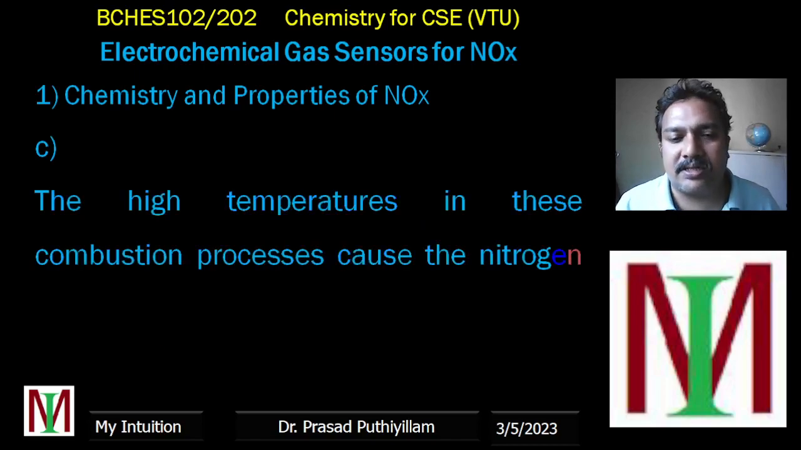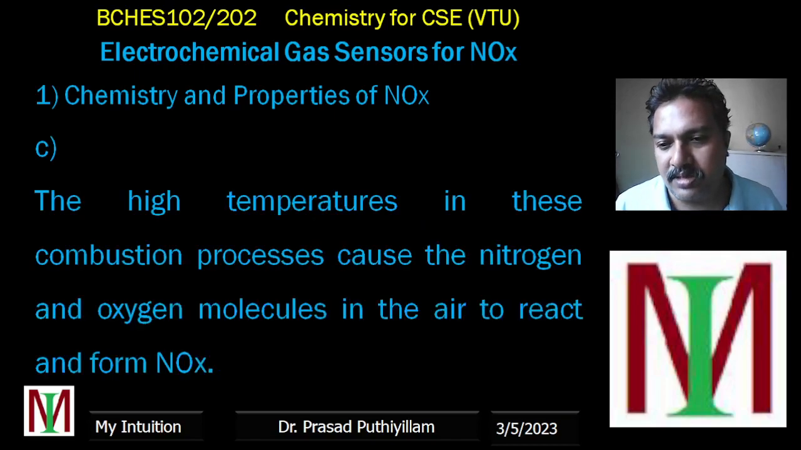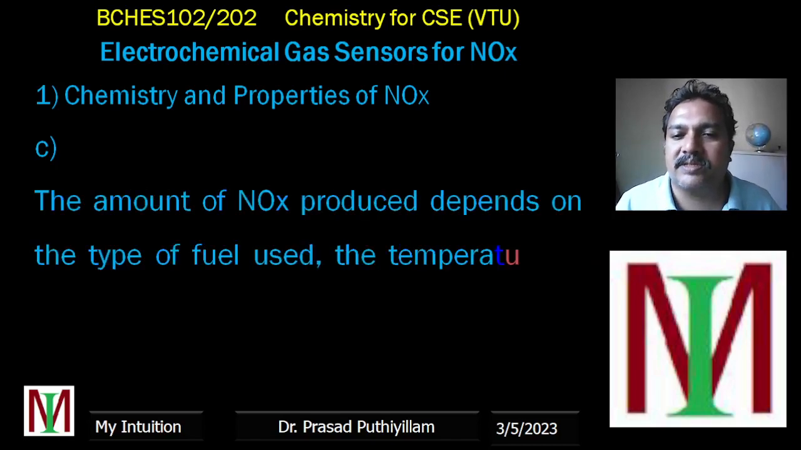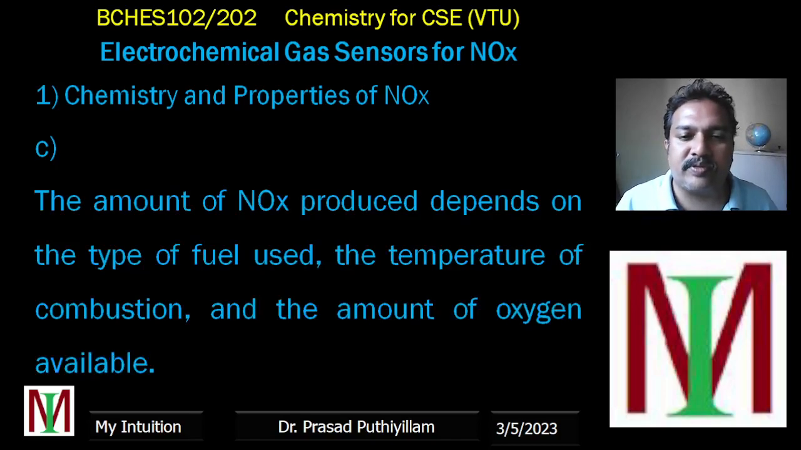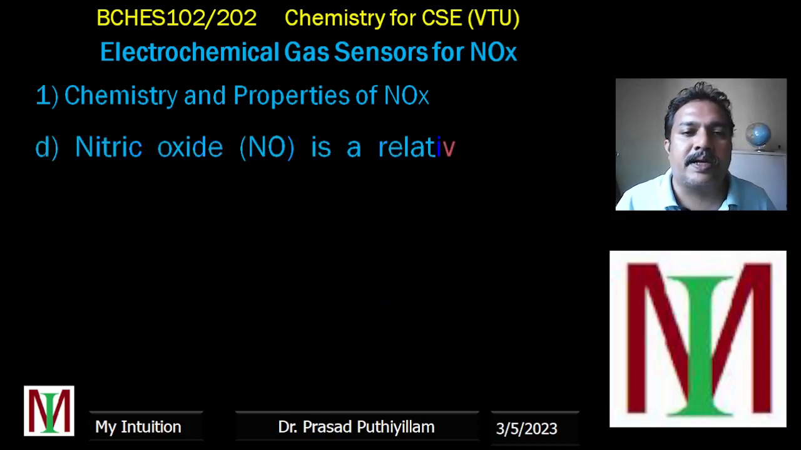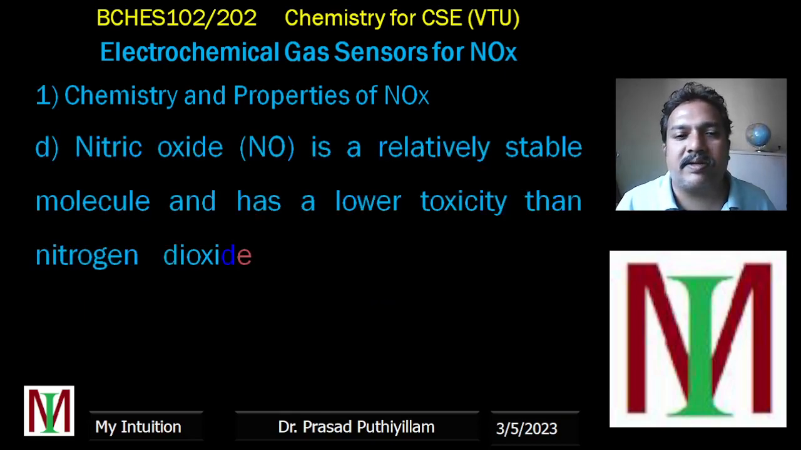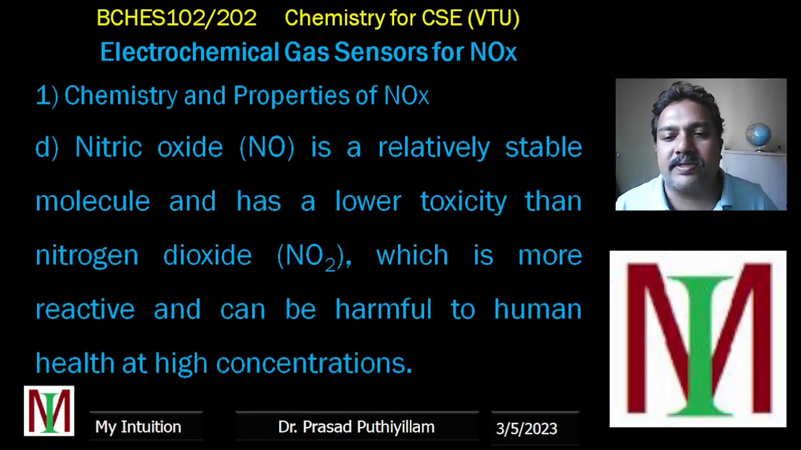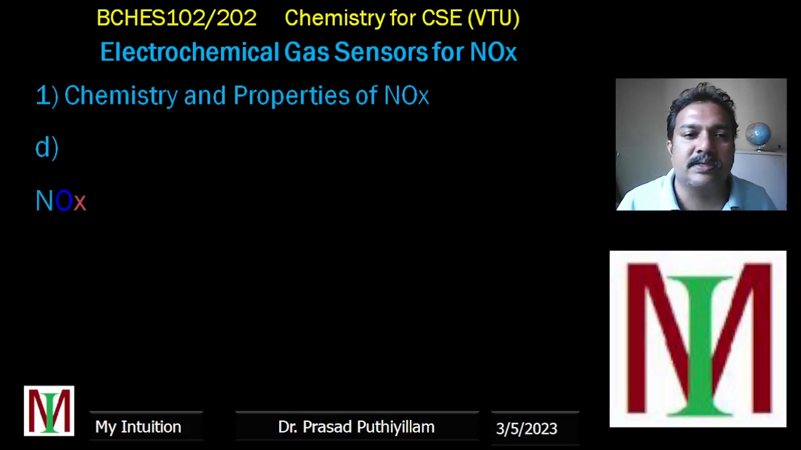The high temperature in these combustion processes causes the nitrogen and oxygen molecules in the air to react and form oxides of nitrogen. The amount of oxides of nitrogen produced depends on the type of fuel used, the temperature of combustion, and the amount of oxygen available. Nitric oxide, NO, is a relatively stable molecule and has a lower toxicity than nitrogen dioxide, which is more reactive and can be harmful to human health at high concentrations.